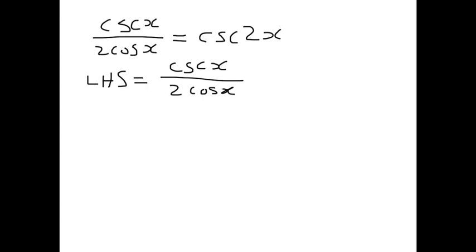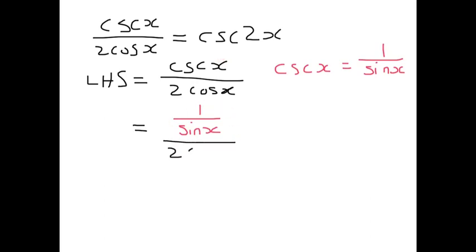From here, I'm going to use the identity for cosecant x. That is, cosecant x equals 1 over sine x. Alright, so I'm just going to replace cosecant x with 1 over sine x. Okay, so I'll do that replacement in red so you can see what I did. 1 over sine x, that's just me replacing cosecant x with 1 over sine x. And all of that was over 2 cosine x.